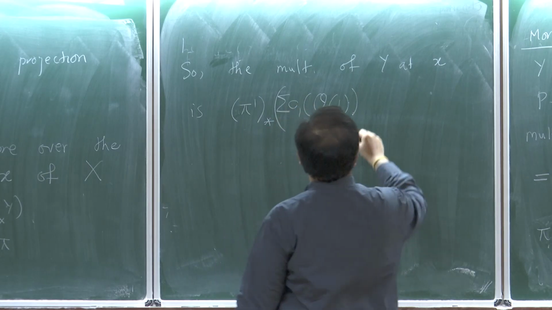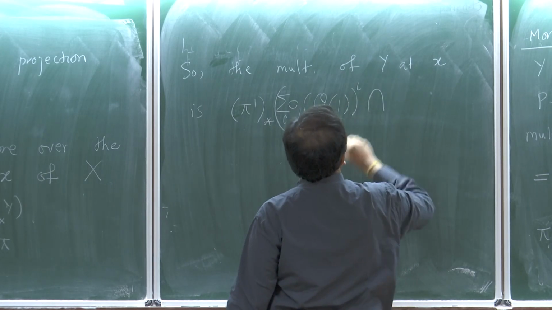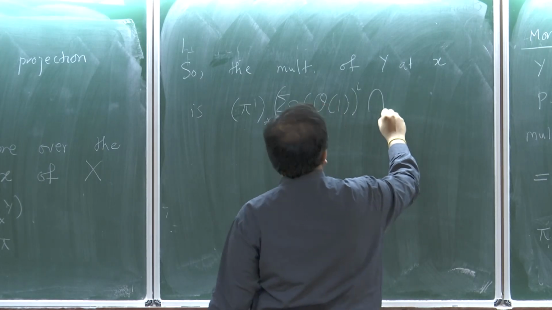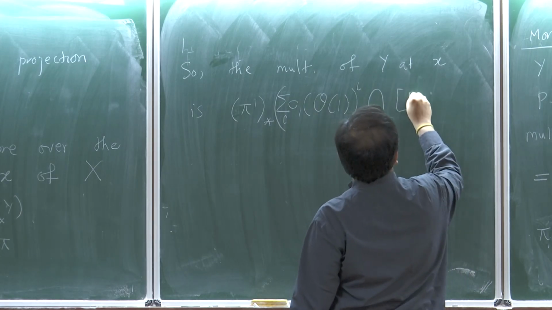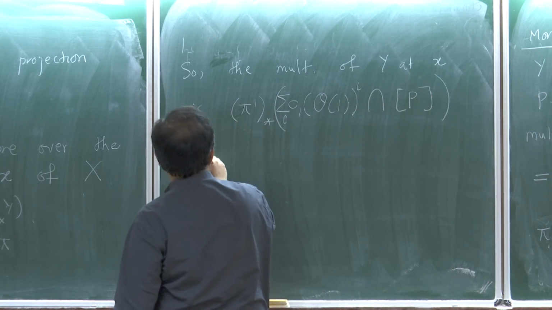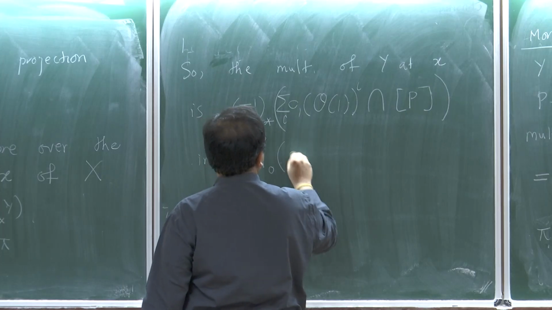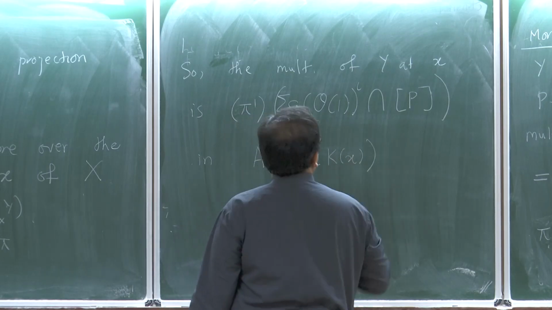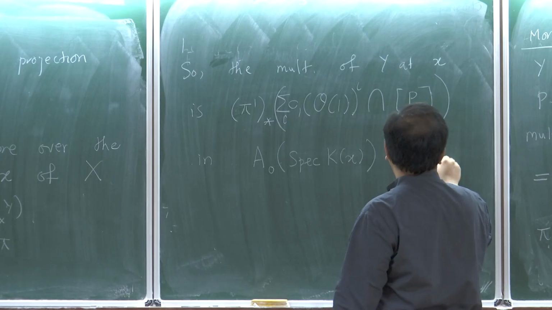c1 of O(1), cap with P. So this is in A_0 of Spec of kappa x, right, which is a number.